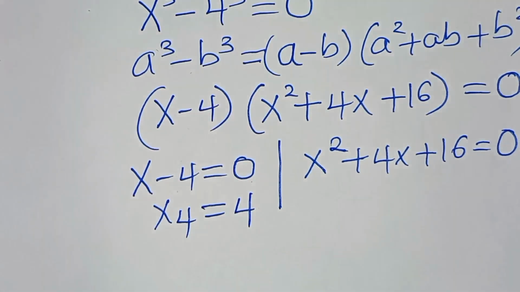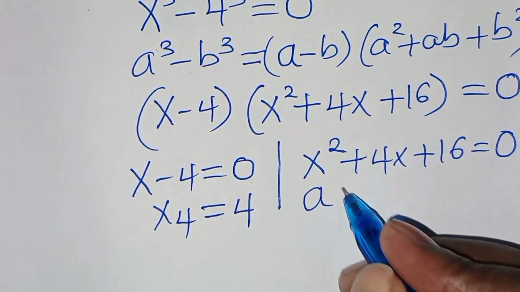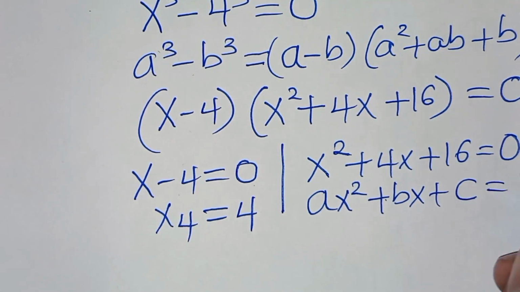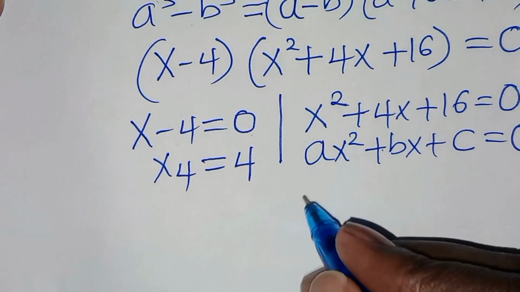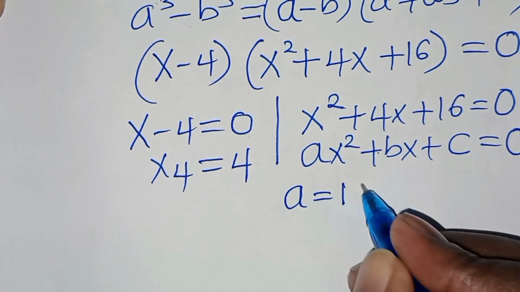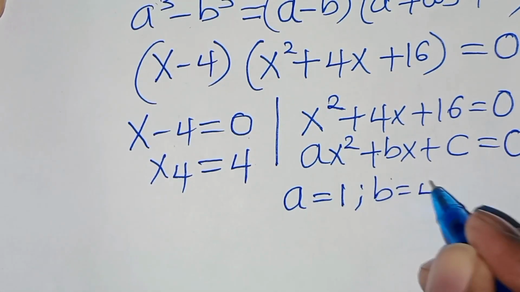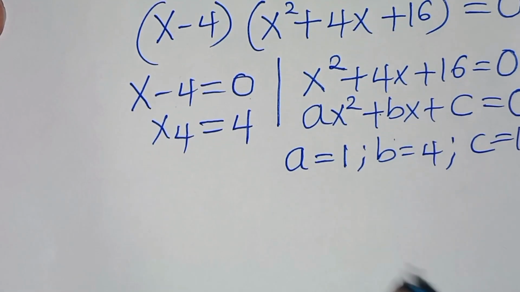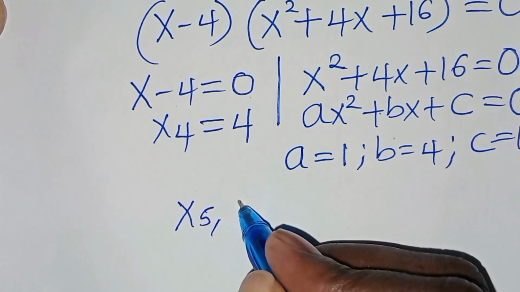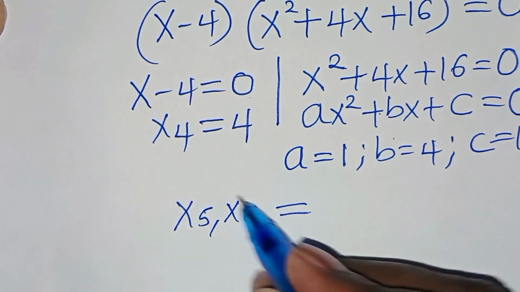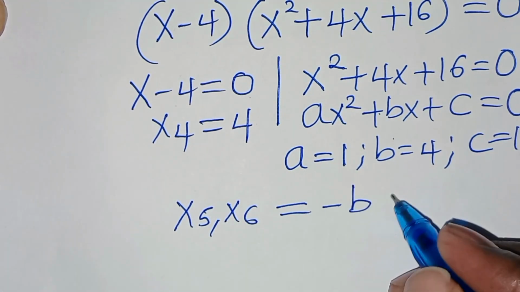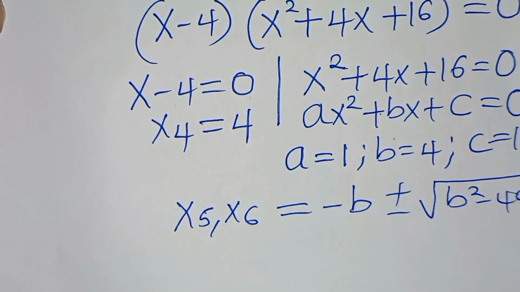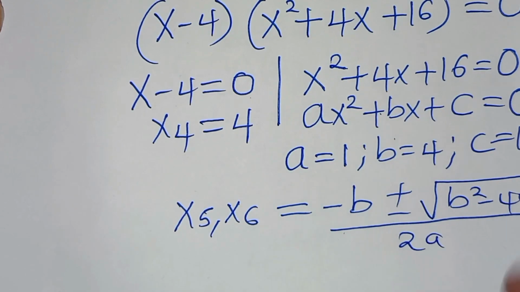Now we have a quadratic equation on the second part here, which is in the form of x squared plus bx plus c. This is equal to 0. So this implies that a is equal to 1, b is equal to 4, and c is equal to 16. So x5, x6, we can solve this by applying the quadratic formula, that is minus b plus or minus the square root of b squared minus 4 times a times c, divided by 2 times a.